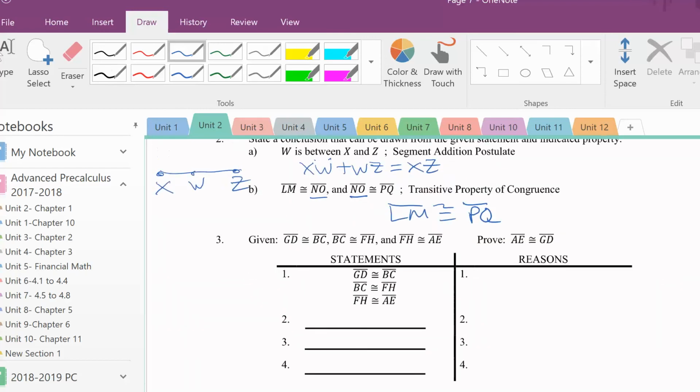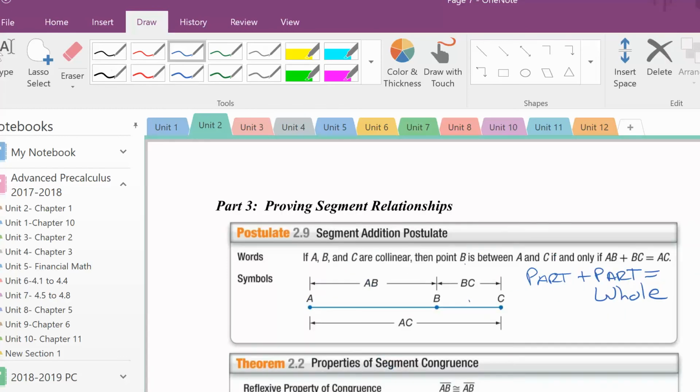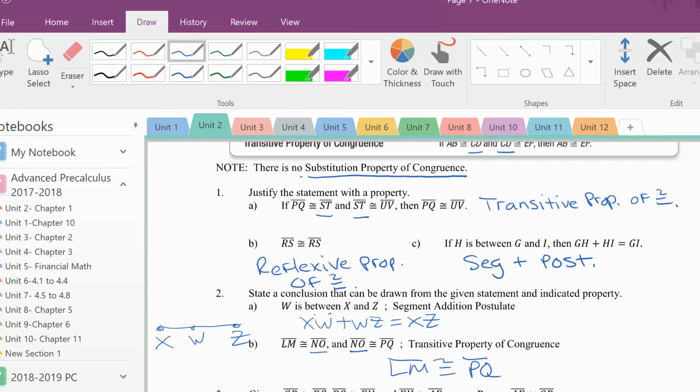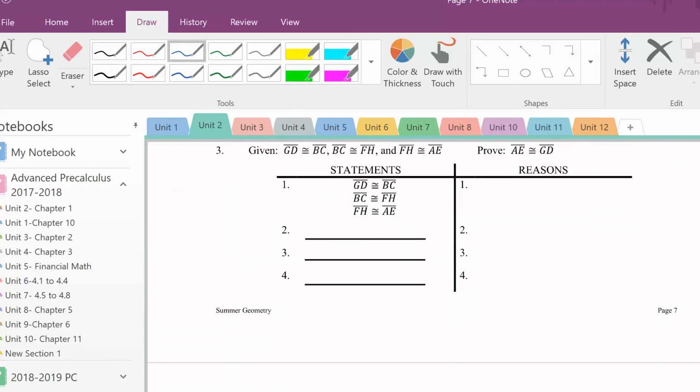All right, so then let's look at a proof here. Trying to get it in the picture. There you go. So it's given that GD is congruent to BC, BC is congruent to FH, and FH is congruent to AE. So when we list those in the first step, that is given. Now we're trying to prove that AE is congruent to GD.